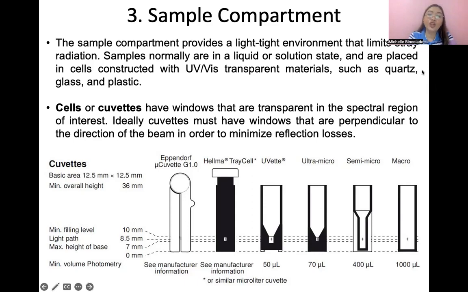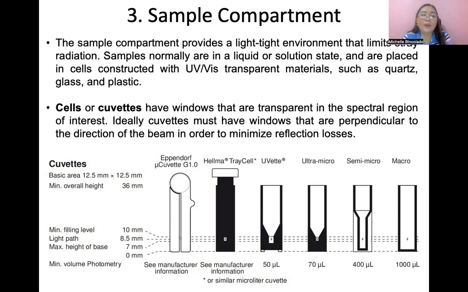They have windows that are transparent in the spectral region of interest. Ideally, cuvettes must have windows that are perpendicular to the direction of the beam in order to minimize reflection losses. You must be very careful when you handle your cuvettes. Okay, kailangan guys maingat. Of course, there are certain guiding principles sa paggamit guys ng cuvettes natin.